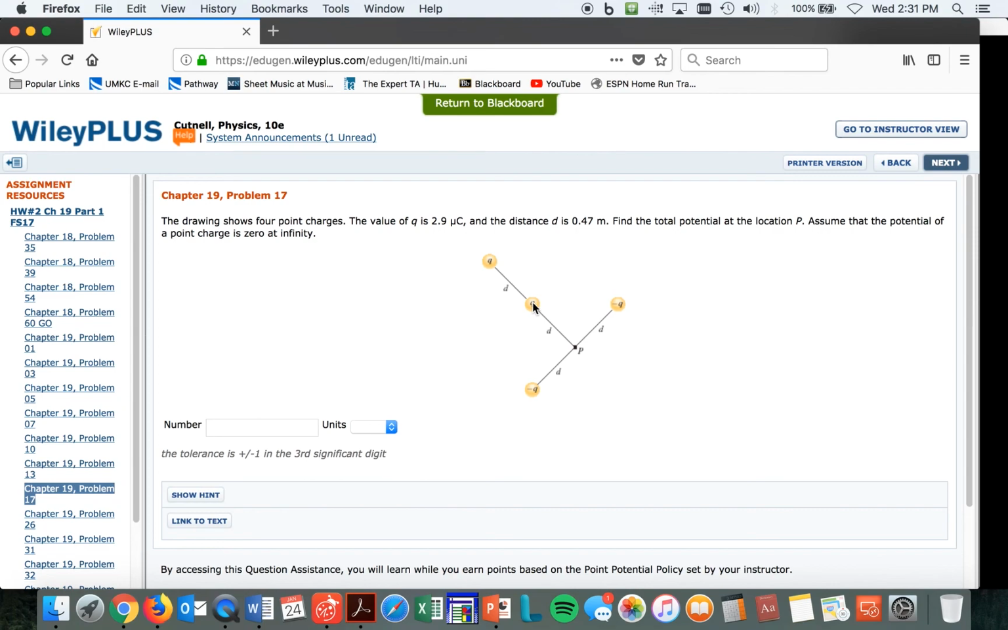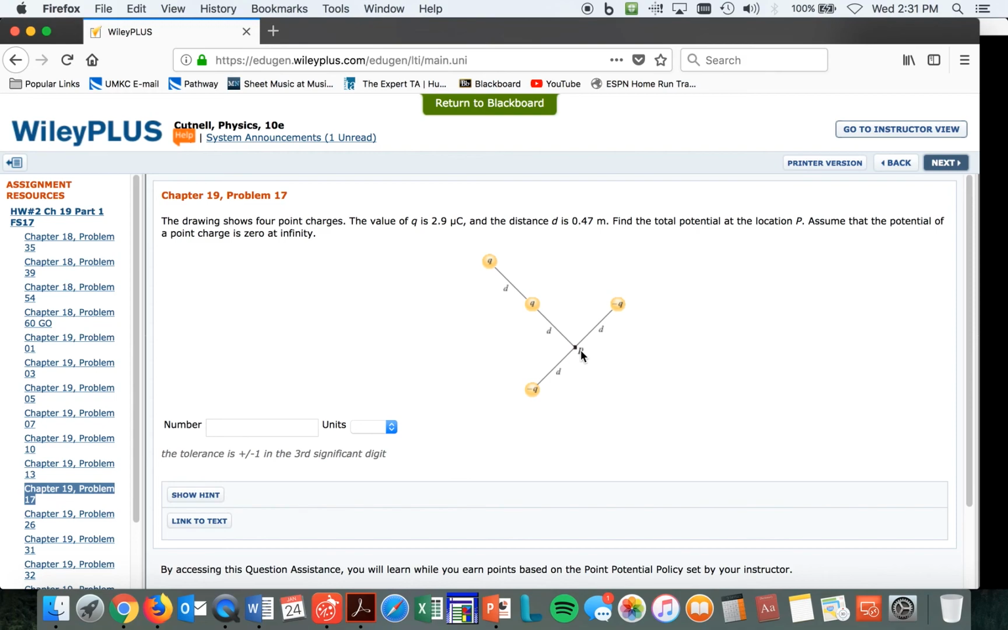If this guy is positive KQ over R, and this guy is negative KQ over R, what happens? Well, he's going to have a potential here, and this guy's going to go to 0. So it's basically going to boil down to the KQ over R between these two guys, and this is KQ over 2R.